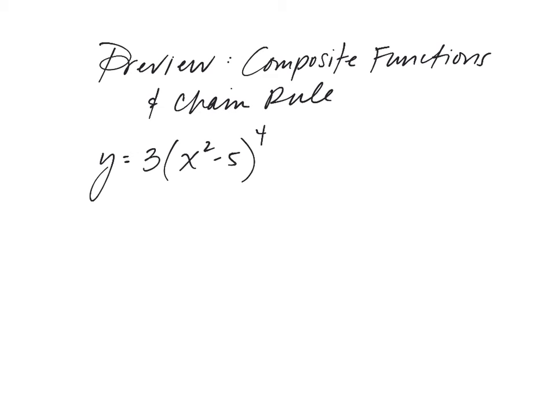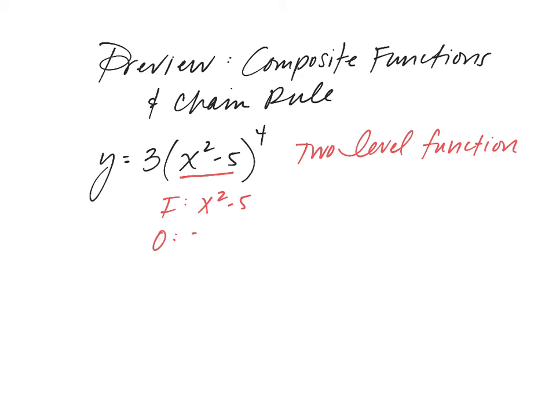All right, so what you're going to notice is there are multiple things going on here, but in everything we have kind of like our base function and then what's happening on the outside. So in this example, this would be a 2-level composite function. The inside level would be x squared minus 5. The outside would be 3 times the quantity to the 4th power. Okay, so like those two pieces. Let's look at one more example.